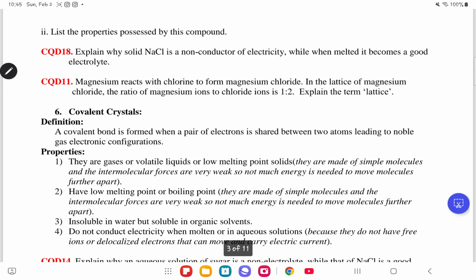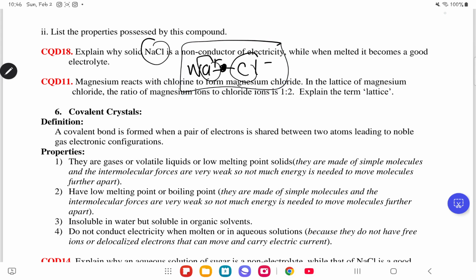Moving on to CQD number 18, they need us to explain why NaCl is a non-conductor of electricity, while when it is melted it becomes a good electrolyte. So what happens is that the ionic bonds or the electrostatic forces between the Na plus and the Cl minus, they are so strong that they're only facing each other. So it's not gonna cause a current to flow because they're gonna like neutralize each other in some sense. So it's not gonna cause a current to flow.